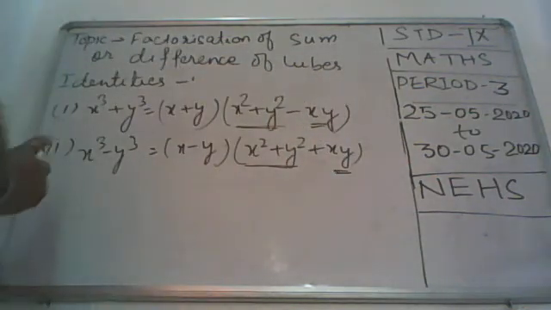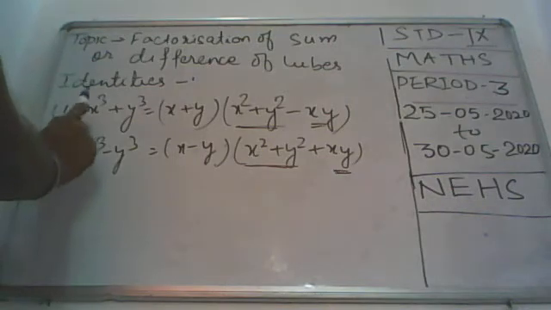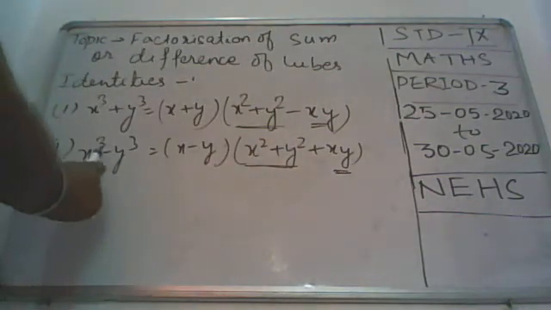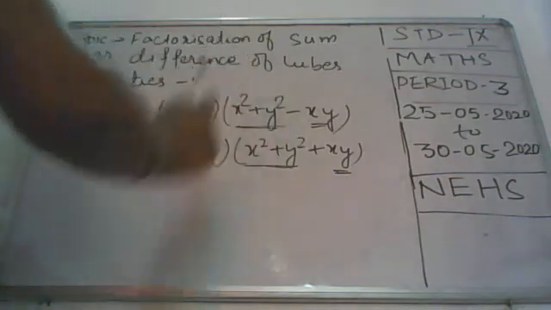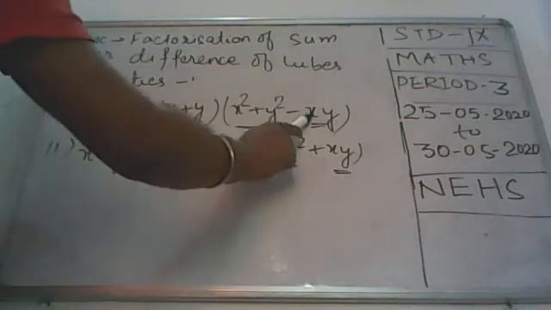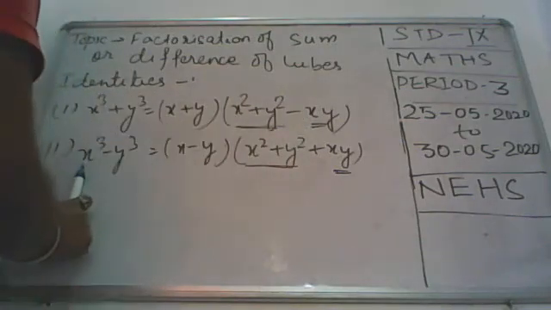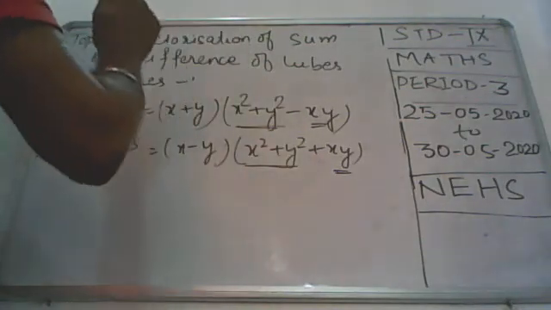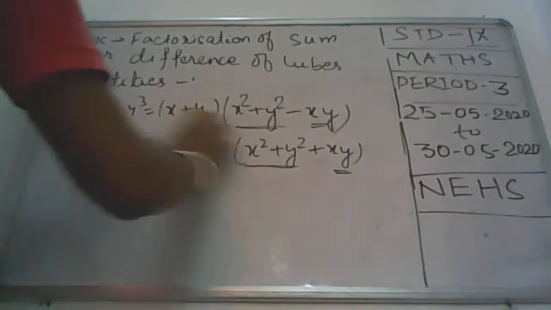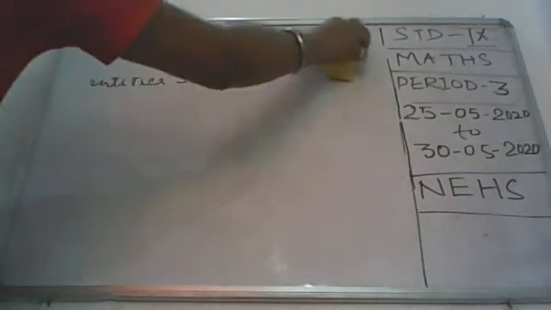So remember, whenever you have a sum of cubes, the xy term is always negative. When you have a difference of cubes, it is always positive. If there is a sum of cubes, xy is negative. If there is a difference of cubes, xy is positive. Now we are going to solve some examples. Are you ready?